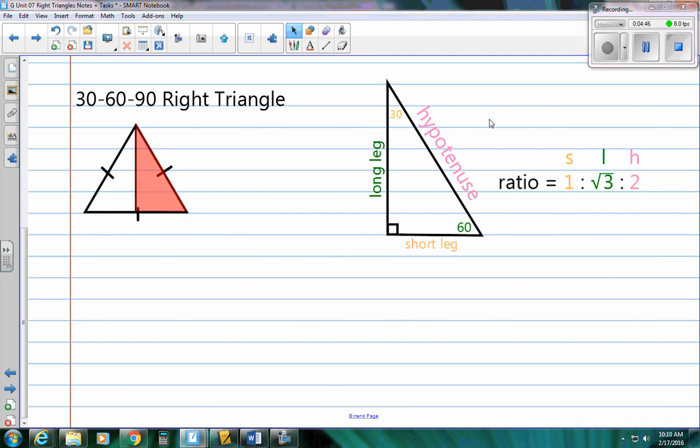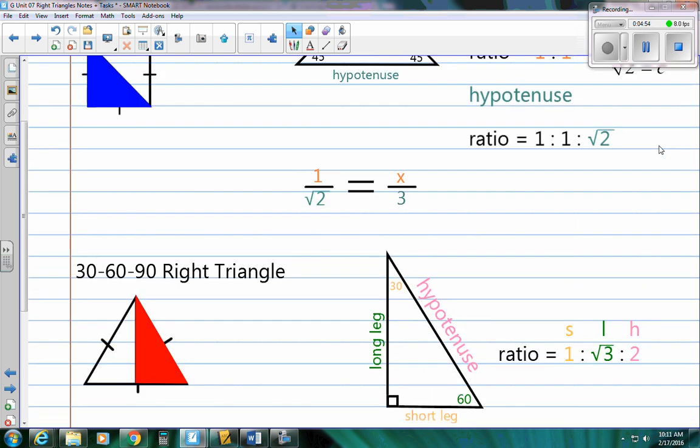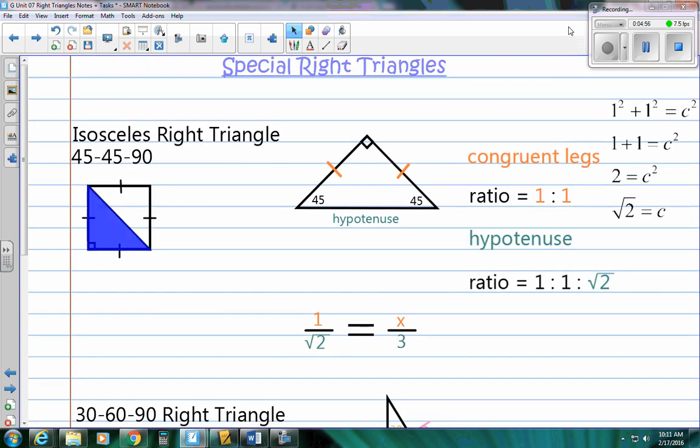So this is how we're going to use the ratios to help us solve for missing sides of special right triangles. But again, you can, of course, always use Pythagorean theorem or trig depending on what the problem gives you.